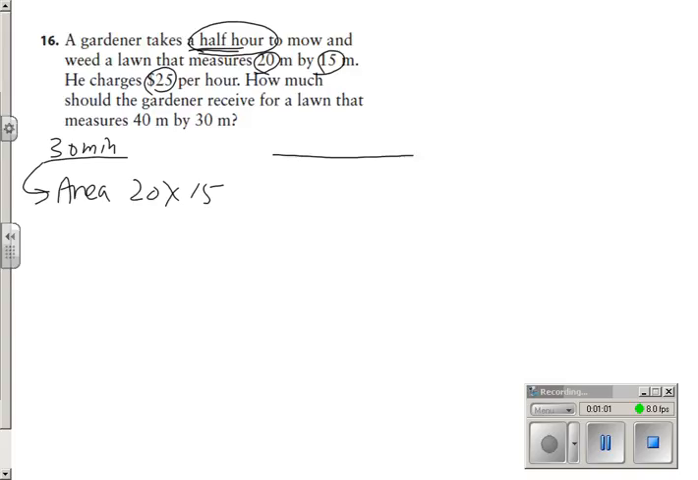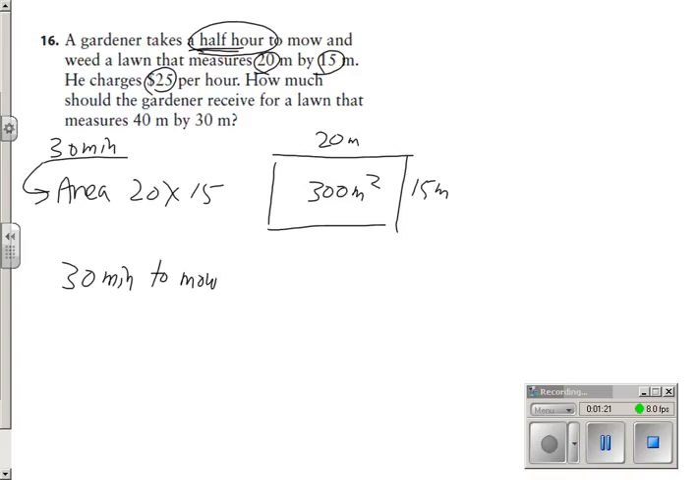Well, we know that if the lawn is a rectangle, like it says, 20 meters by 15 meters, its area is the multiplication of those, and 20 times 15 is 300 square meters. So it takes him 30 minutes to mow 300 square meters. That much we know. But then it says he charges $25 per hour. Because it was 30 minutes, you'd only have to charge $12.50 for this lawn.